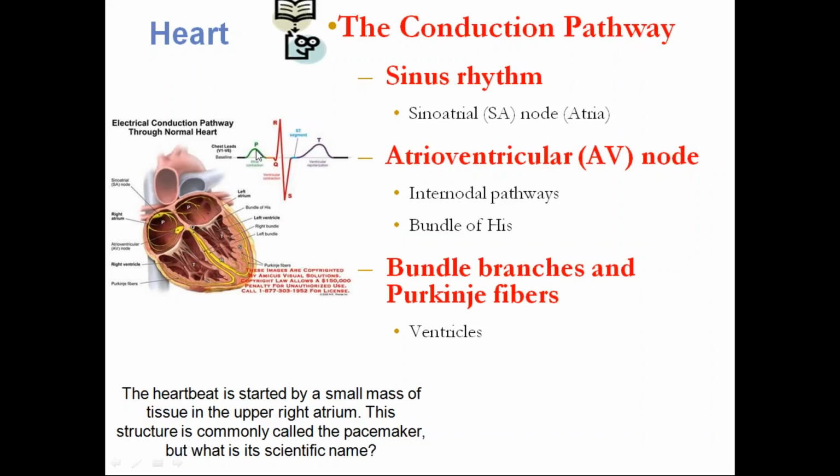So, P is atrial contraction, but the atrial relaxation happens at the same time as the ventricular contraction. That's why in the EKG we cannot see the atrial relaxation. So what we see is the P, that is the contraction of the atriums, the QRS is the contraction of the ventricles, and the T wave is the relaxation of the ventricles.